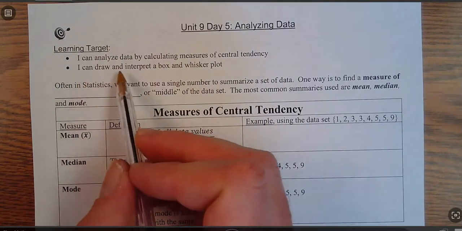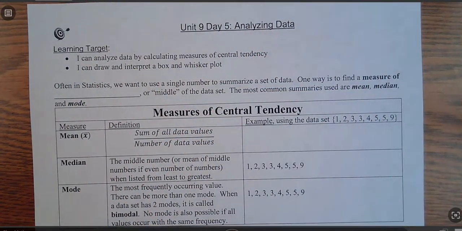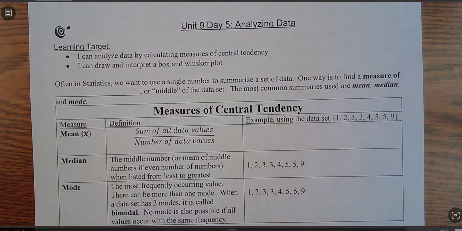And then I can also draw and interpret a box and whisker plot, which is a way of displaying data. It's easier to see the data. You might see things that you wouldn't recognize just by looking at a list of numbers. It visually gives you a picture of the data.